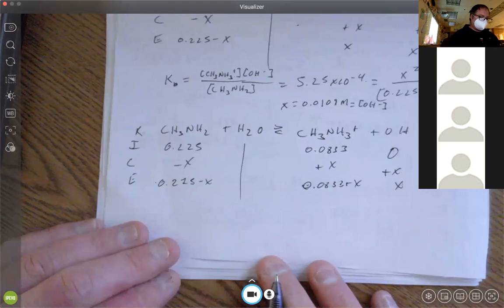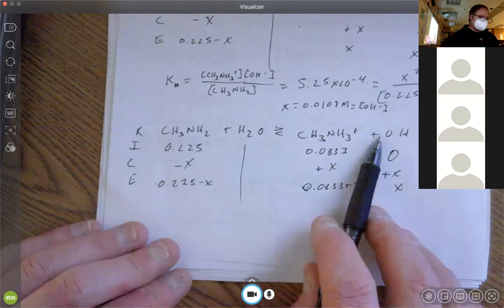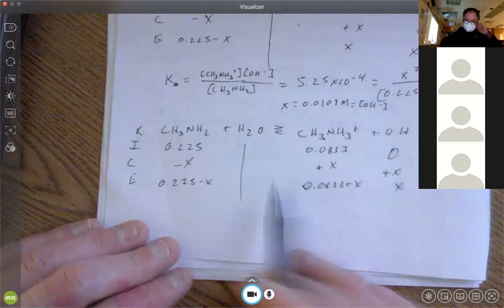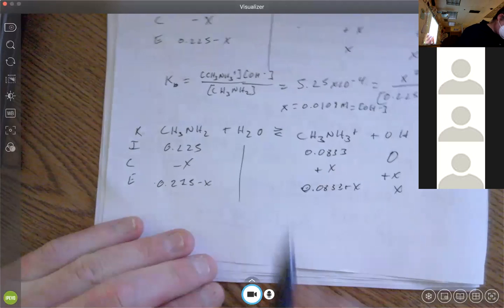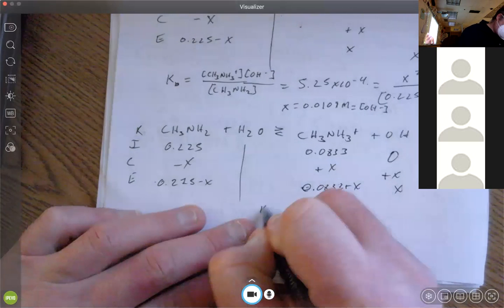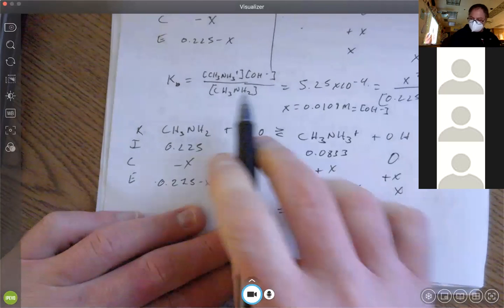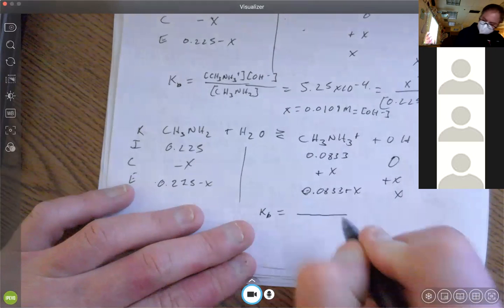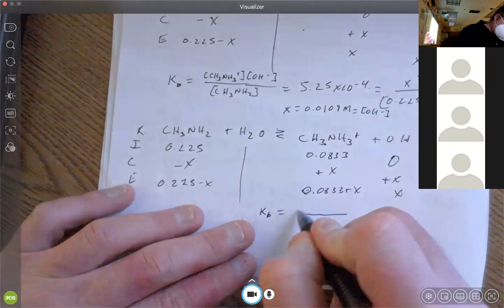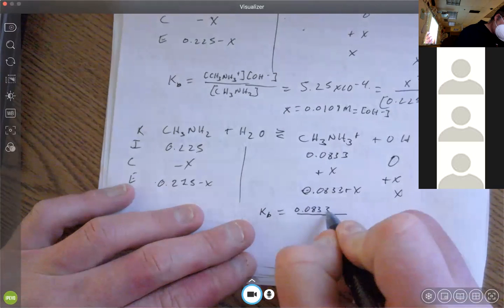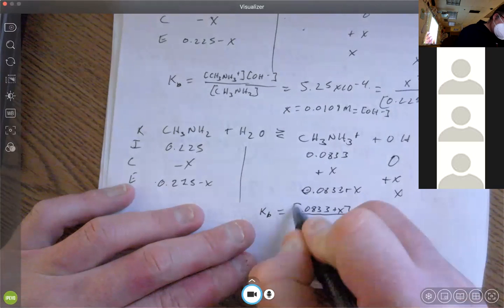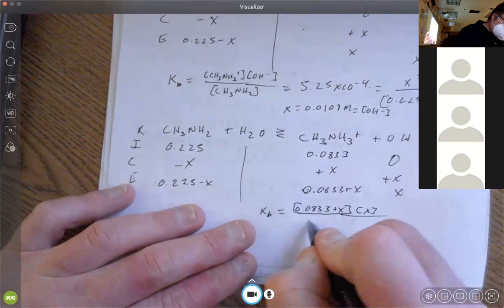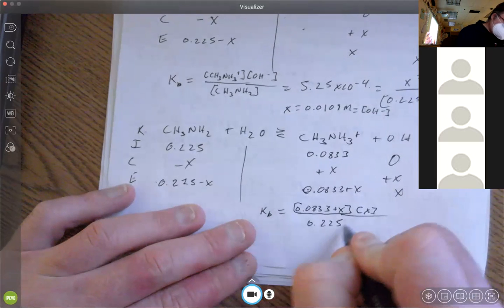So again, this is the same reaction, and the temperature has not changed. So our KB is the same as it was before. So we'll go ahead and plug that in. KB equals the same as up here. It's just that now we have some of this stuff. So we need to plug that in: 0.0833 plus x times x, and then 0.225 minus x.